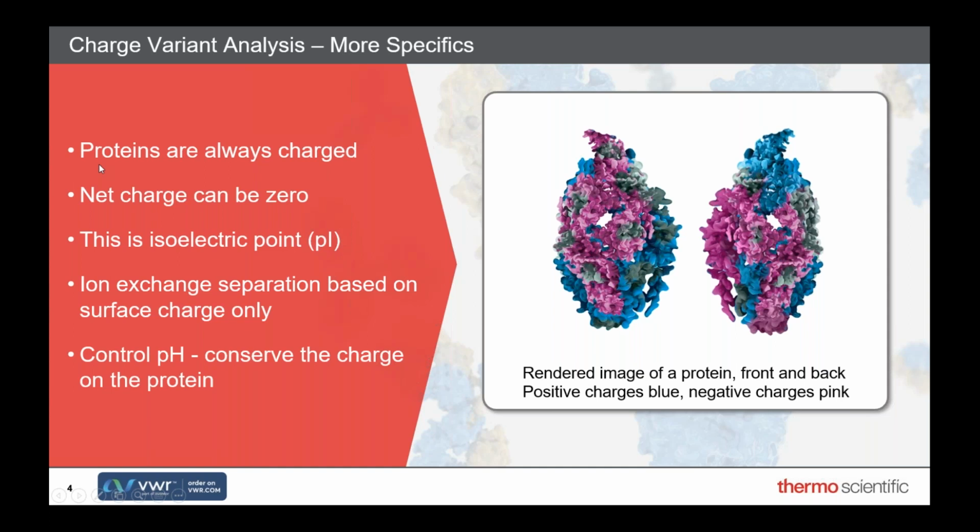Ion exchange separation is based only on the exposed surface charges of that protein, which will change with the pH. So despite the known pI of a denatured protein, a protein can still interact with an ion exchange column due to pockets of charge at the surface. And this charge state is important for the ion exchange separation and will change with the pH. So it's important to control the pH during the separation to conserve the charge on the protein. And we're going to look at some examples of the importance of this later on in the webinar.